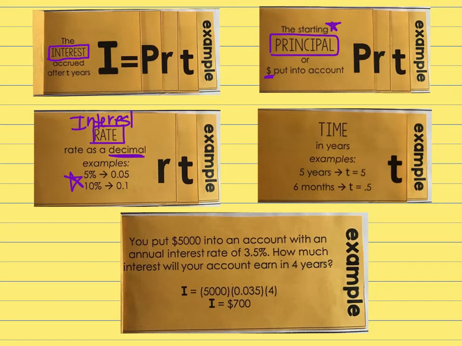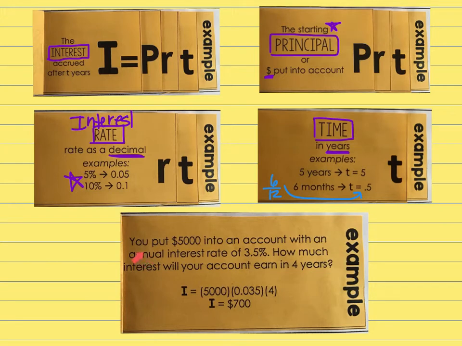The letter T stands for time. And this always has to be represented in years. If for some reason that you got months, you would divide this by 12 to convert it into a decimal. So I can add that. So this would have just been 6 divided by 12 is how they got 0.5.